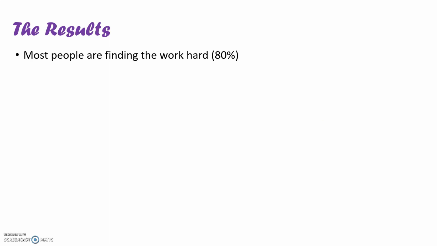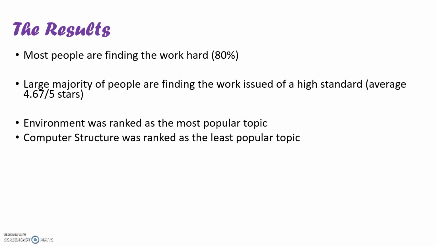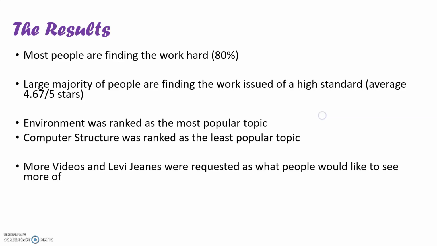I'm looking for: most people are finding the work hard. 80% of people said they found it was hard, which was 12 out of 15. The large majority of people are finding the work issued of a high standard, so they've given it 4.67 stars out of 5 on average. The environment was ranked as the most popular topic, and computer structure was ranked as the least popular topic. They want to see more videos, and they want to see more of Levi jeans in the lessons.